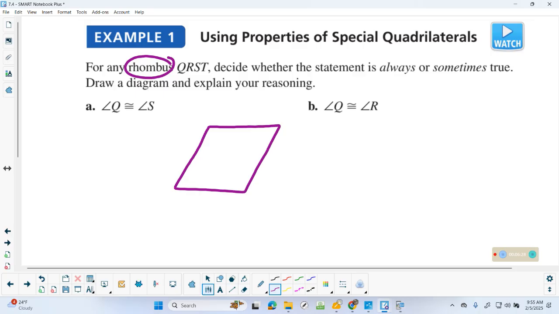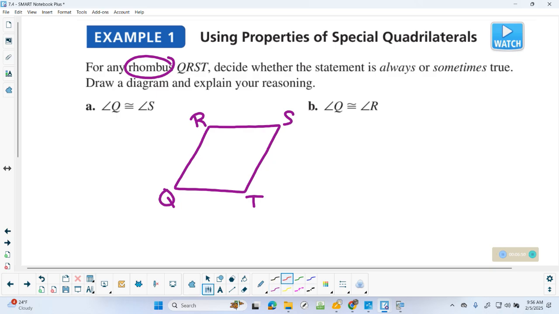Okay, I'm going to label it QRST. Now remember, when you label it, it doesn't matter where you start. Like you could start Q here. Just make sure you're going in order. So I'm going to do QRST. And again, you could have gone the other direction. It doesn't matter. Just don't skip a letter. Do them in order. Okay, decide whether statements are always, sometimes, or never true.